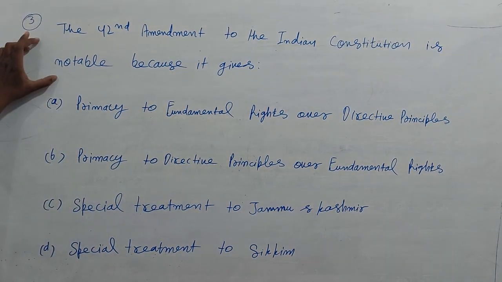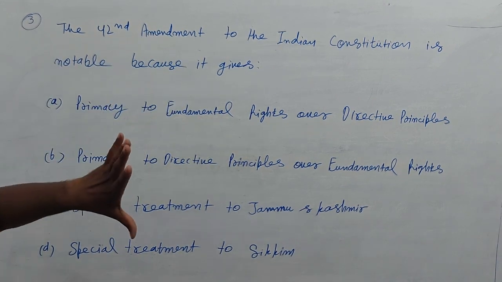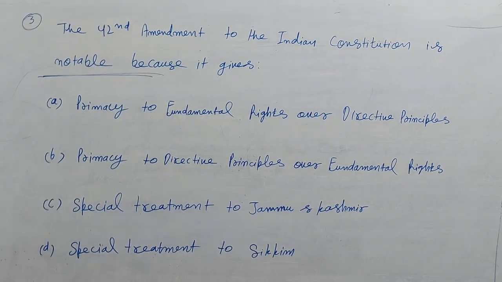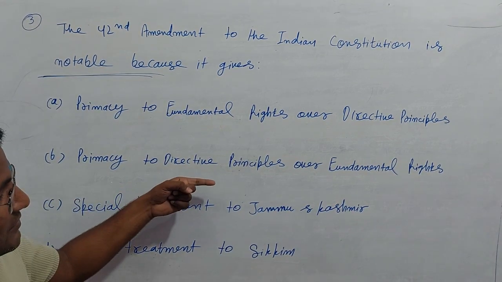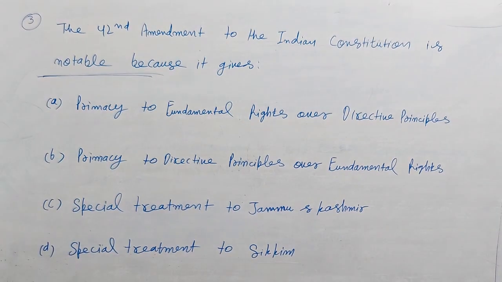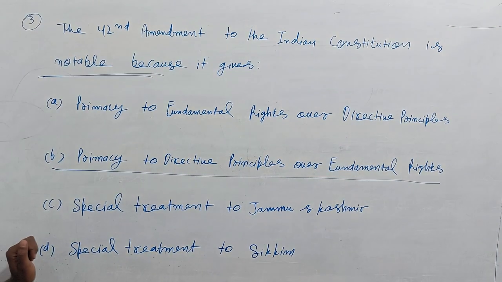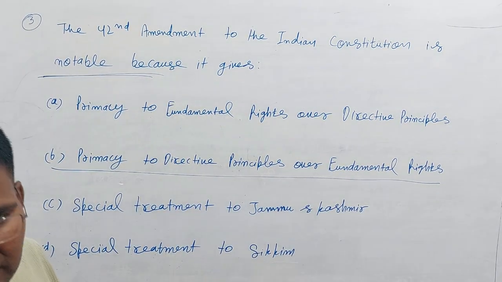So the question says the 42nd amendment to the Indian Constitution is notable because it gives: primacy to directive principles over fundamental rights. This was the notable thing here. And you should also know this amendment was made in the Indira Gandhi government during the emergency period, based on the Sardar Swaran Singh committee.